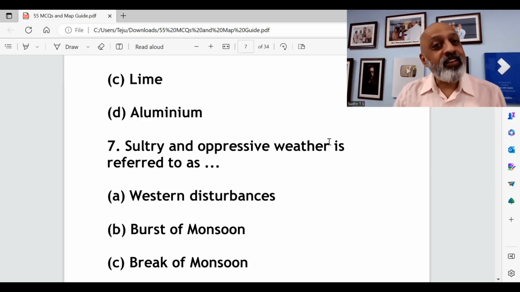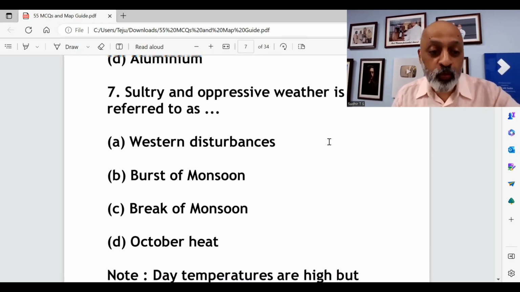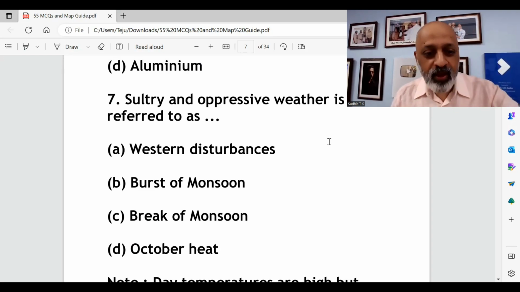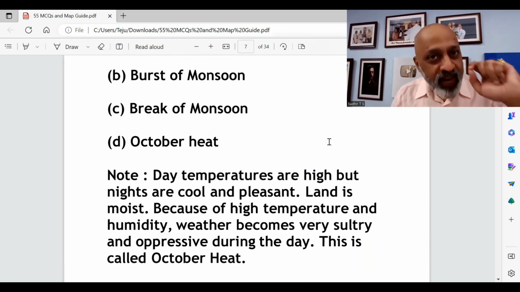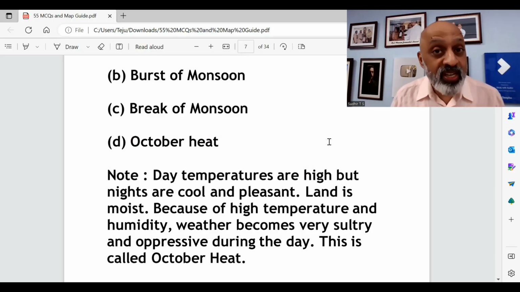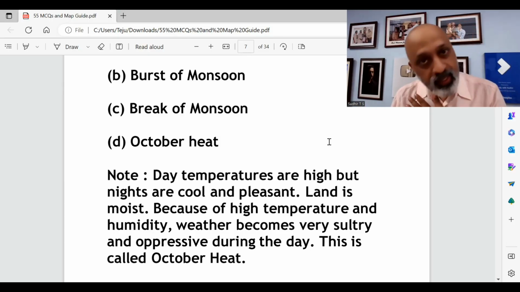Sultry and oppressive weather is referred to as western disturbances, burst of monsoon, break of monsoon, or the October heat. The correct answer is October heat. October heat क्या होता है? Day temperatures are high, but nights are cool and pleasant. The land is moist. Because of high temperature and humidity, the weather becomes very sultry, यानी कि काफी चिपचिपा रह जाता है, and oppressive during the day, and this is called October heat.